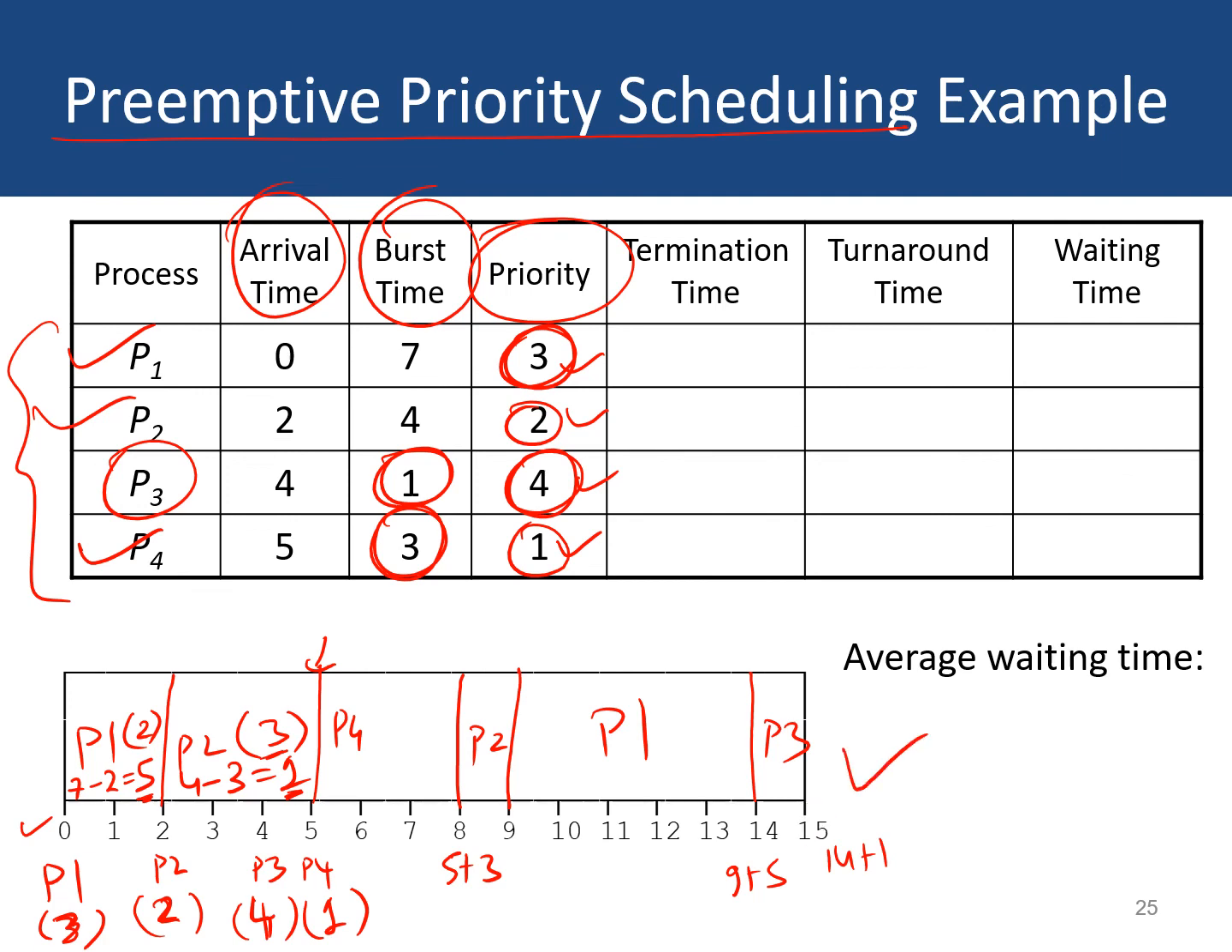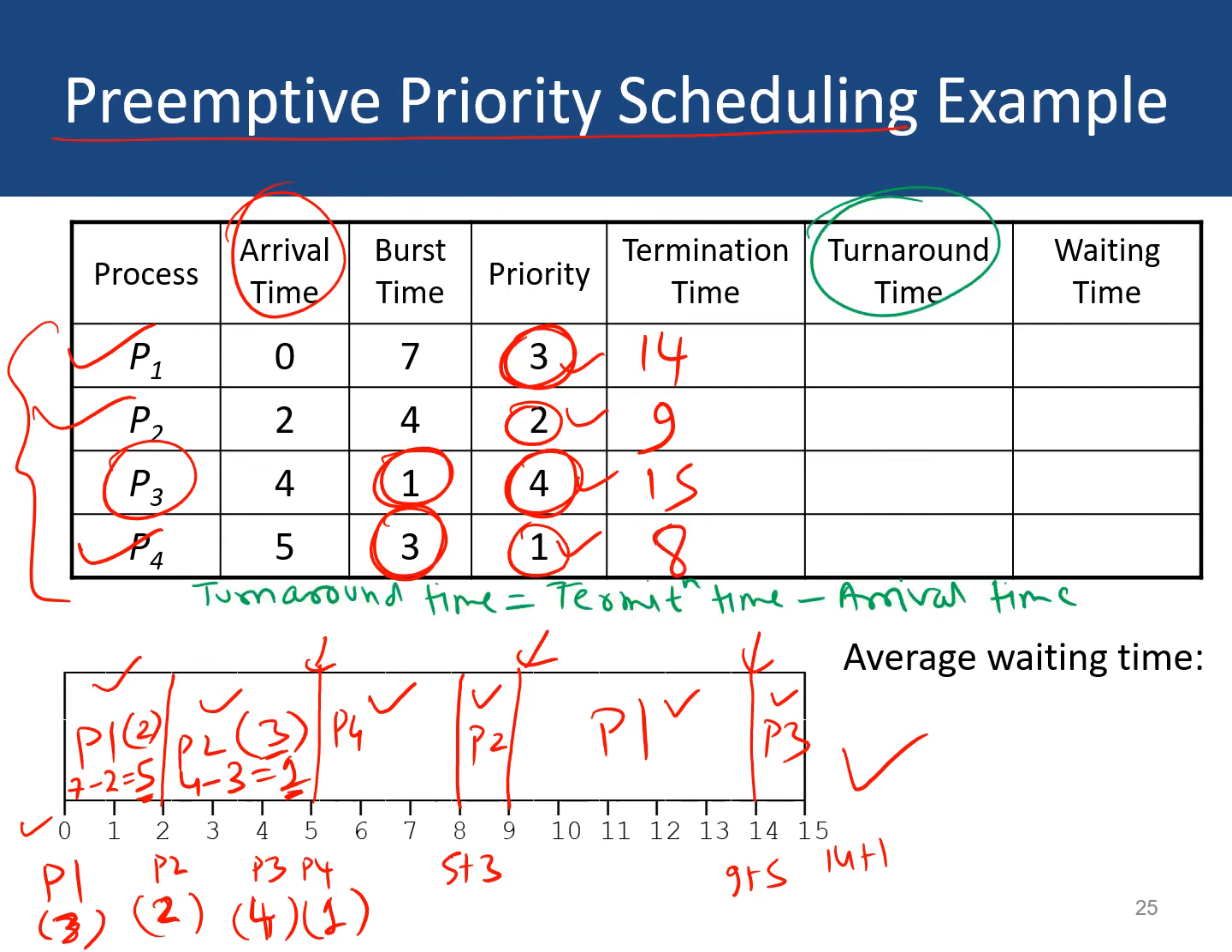So based on this Gantt chart, let's complete the table over here. So for the termination time, note that P1 first executed here, but then it finishes eventually at time 14. So the termination time for P1 is 14. Similarly, P2 executed here and here, but it finished finally here at time 9. So that's the termination time. P3 got to execute just at the end, and it finished at time 15. And finally P4 executed over here and it finished at time 8.